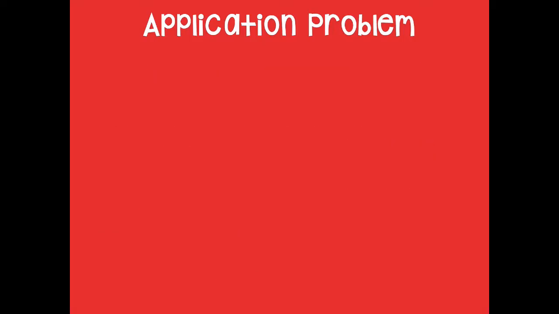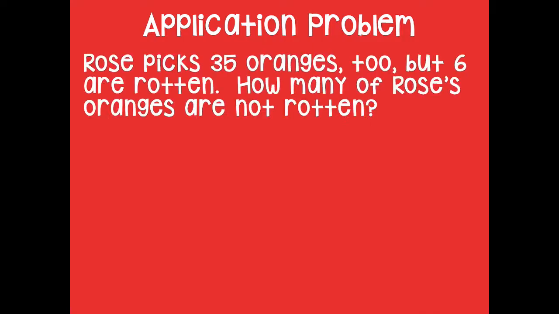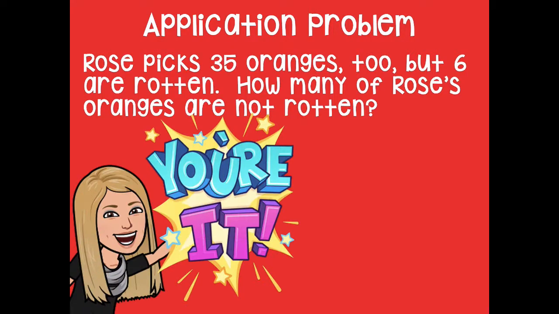All right, so let's look at another part of our application problem. This says Rose picks 35 oranges too, but 6 are rotten. How many of Rose's oranges are not rotten? So this is really close to our problem that we just did. Shelby had 5 that were rotten, and Rose has 6 that are rotten. So, friends, you're going to pause this video, solve using any strategy you'd like, and then click play when you're ready to go over it together.